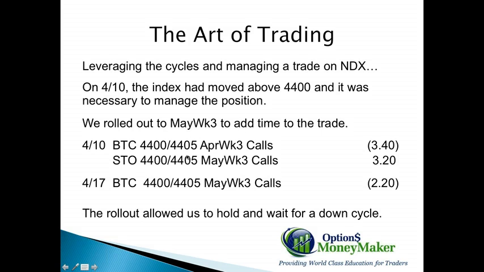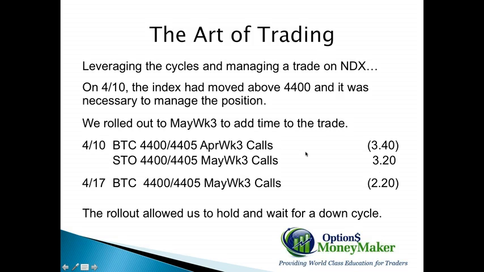We were also starting to run out of time because we held an April week 3 expiration. So we opted to do a rollout. We rolled out and added more time to the position, to May week 3. That rollout is essentially closing the April week 3 and opening the May week 3. We bought to close the April week 3 for $3.40, and we sold to open the May week 3 for $3.20. That management move cost us 20 cents.